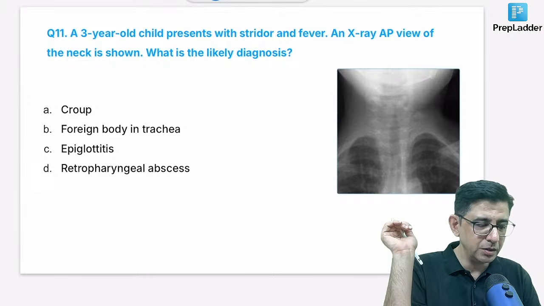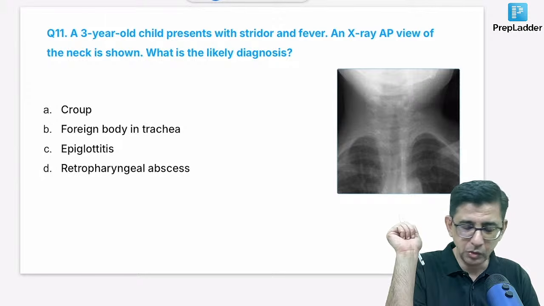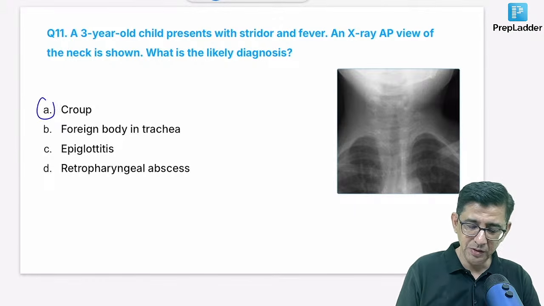Yes, this would be the steeple sign. So when I say steeple sign in a patient, that makes it easy. That is croup, and that would be laryngotracheobronchitis in a patient. The correct answer in this is A.